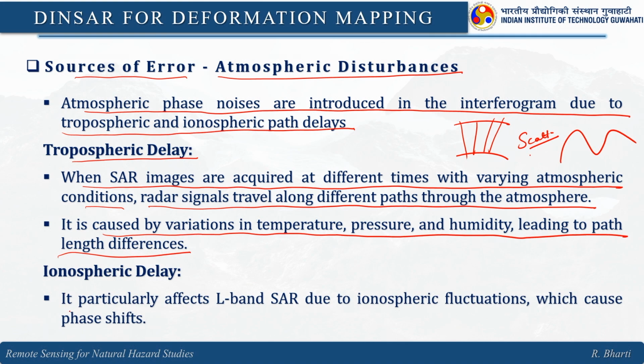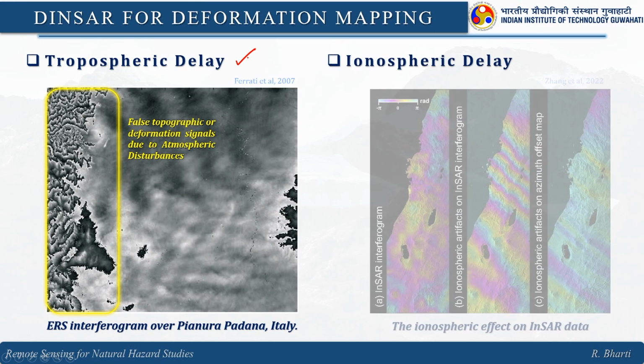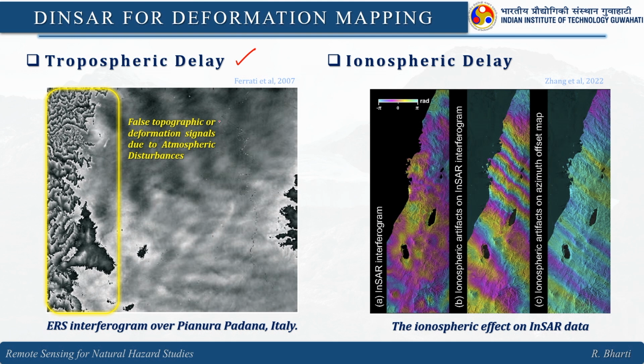Then ionospheric delay, it particularly affects L band SAR due to ionospheric fluctuation which causes phase shift, right. Then we have the example of the tropospheric delay and ionospheric delay. So, you can see the false topography or deformation signal due to atmospheric disturbances, and here the ionospheric effect on InSAR data is given.